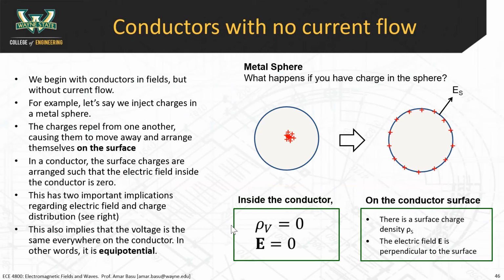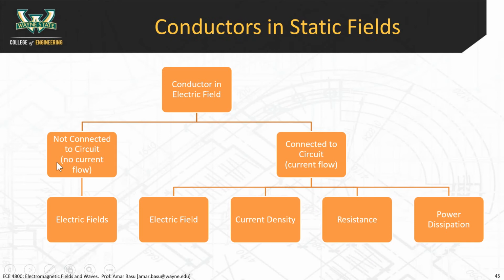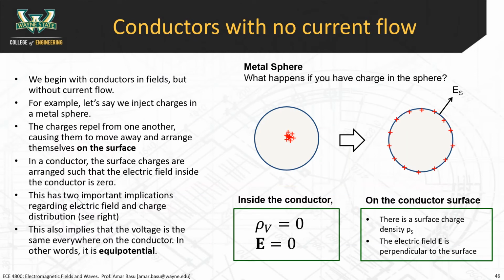All right, so we're going to talk about the simplest case, the first one, where you have no current flow, but you just have an electric field and a conductor in the presence of an electric field. So we're going to actually talk about charges. The electrostatic situation is when you do not have any current flow. A very simple example is when we inject charges. Let's say we were to inject charges into a metal sphere like this.